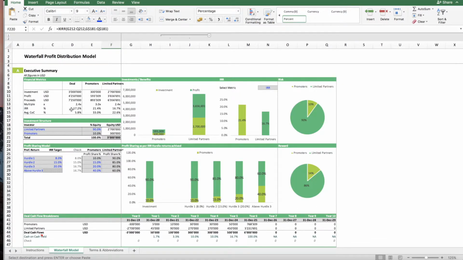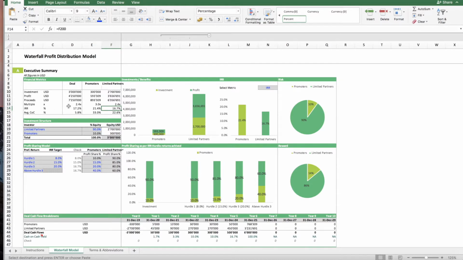So here, as said, these are the overall metrics of the deal, of what the promoters get and limited partners get. Limited partners should normally get, if it performs well, a lower IRR than the deal because they have to shift some profit to the promoters. In this calculation, we can calculate the expected profits and the IRR for these parties.